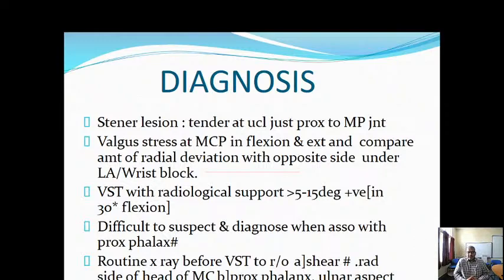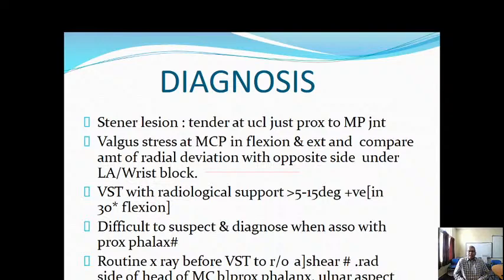So apply valgus stress at the metacarpophalangeal joint in flexion and extension, and compare the amount of radial deviation with the opposite side. Okay. So if it is more than 5 to 15 degrees, it is positive. In 30 degrees flexion, if it is more than 5 to 15 degrees more on the affected side compared to the opposite side, it is positive. It is difficult to suspect and diagnose when it is associated with a proximal phalanx fracture.